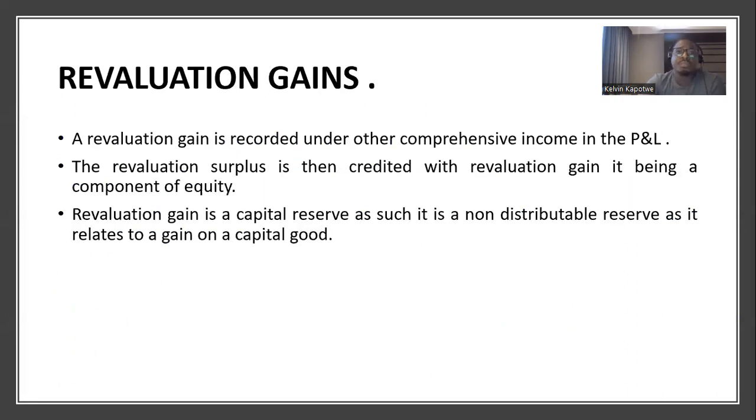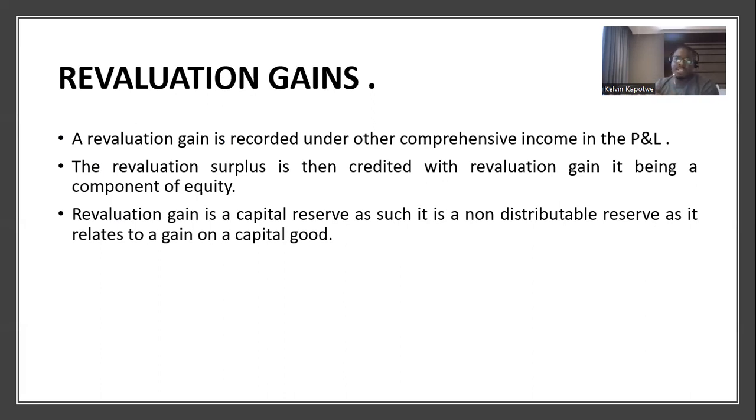All right, so that is about the revaluation gain. I was talking about the accounting, and then the revaluation. A revaluation gain is recorded under other comprehensive income in the P&L. I think I talked about that. So you record it in other comprehensive income in the P&L.